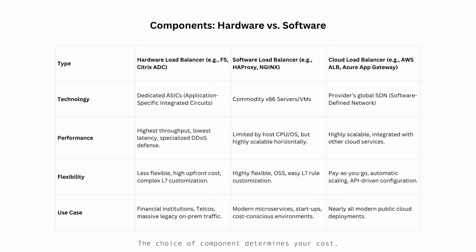The choice of component determines your cost, scalability, and performance ceiling. Hardware load balancers are traditional powerhouses using specialized silicon for the lowest possible latency. Software load balancers like HAProxy or Nginx run on commodity servers, making them cheap, flexible, and perfect for virtualized and containerized environments. Finally, the modern standard is cloud load balancers. These are managed services that abstract away the infrastructure, scale automatically, and offer deeper integration with the respective cloud ecosystems, making them a default choice for virtually all greenfield projects.